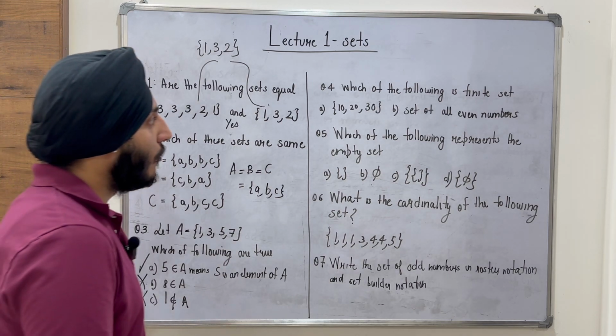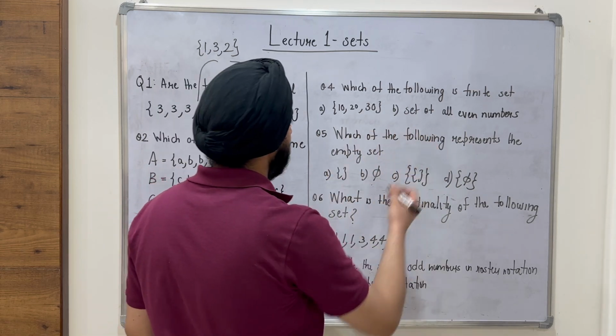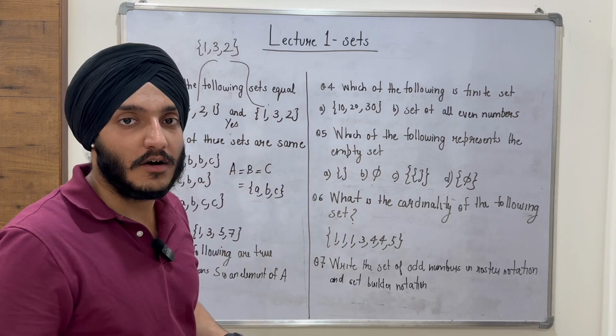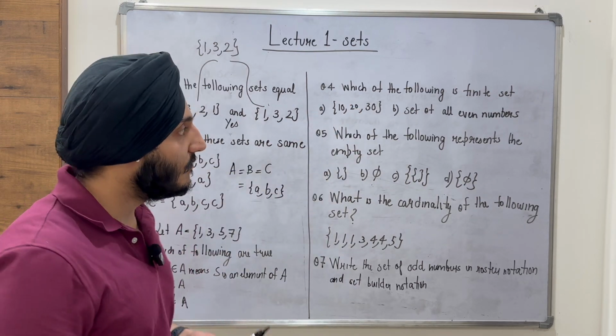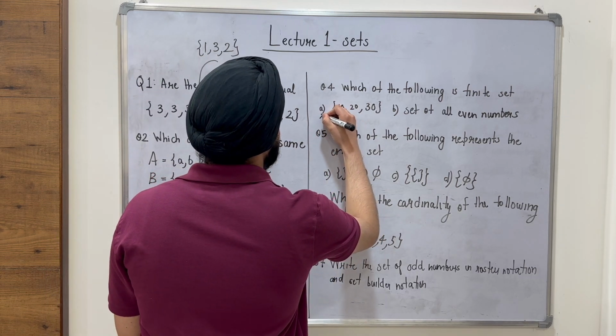Moving on, which of the following is a finite set? Set A or set B? So set A, you can see it only has 3 elements, which is a finite number of elements, right? And we just know from the simple fact that this is actually the finite set.